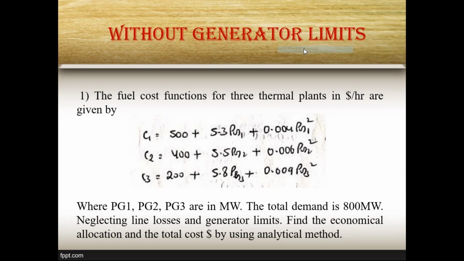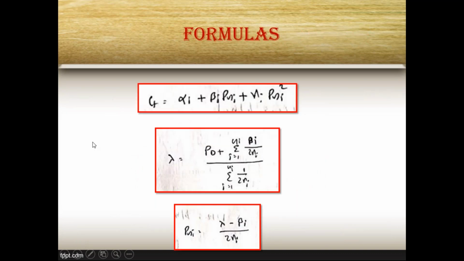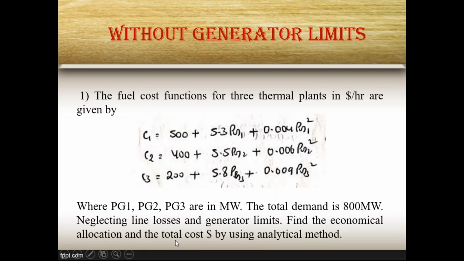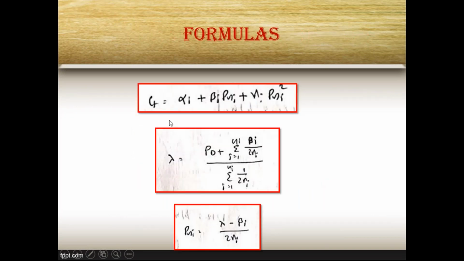If you have any doubt, just clarify within this class itself. Just note down these formulas. These three formulas are used to obtain the power generation by the three plants. Finally, what they ask is to find the total cost. So we have to find the power delivered by PG1, PG2, PG3, and at the same time, the total cost for the generation. So note down these three formulas, and by using them, we derive all the values.